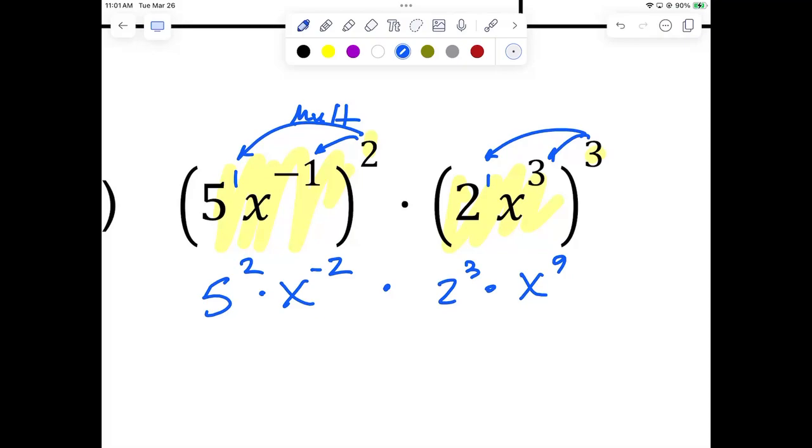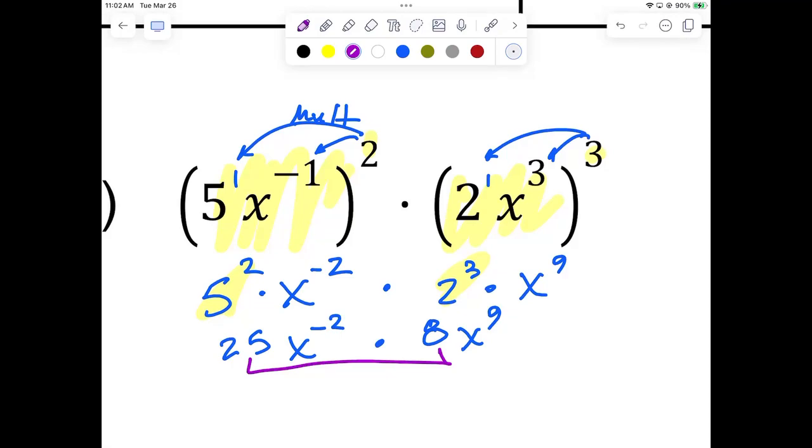All right, now I can combine like factors, but there's still something to do in the PEMDAS. I have 5 squared on my number and 2 to the third on my number. I can simplify that. That's 25, x to the negative second, times 8, x to the ninth. Now we can do what we did on the previous problem. We can combine like factors together. What's 25 times 8? If you have 8 quarters, how much money do you have? You have 200 pennies, right?